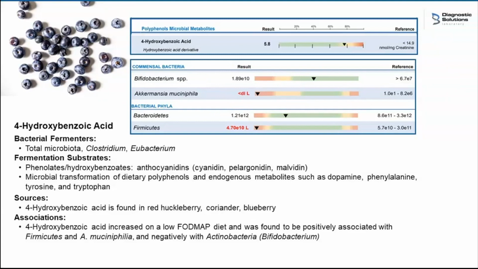But 4-hydroxybenzoic acid has been shown to be one of 3 urinary metabolites, along with histamine and azelaic acid, that was able to discriminate between a low FODMAP and a high FODMAP diet. So it was found that it increased when people were on a low FODMAP diet. And it was found to be positively associated with Firmicutes and Akkermansia muciniphila, and negatively with bifidobacteria.